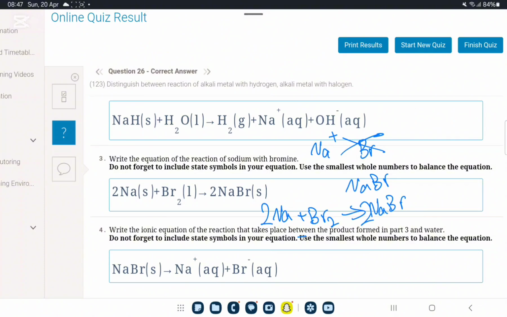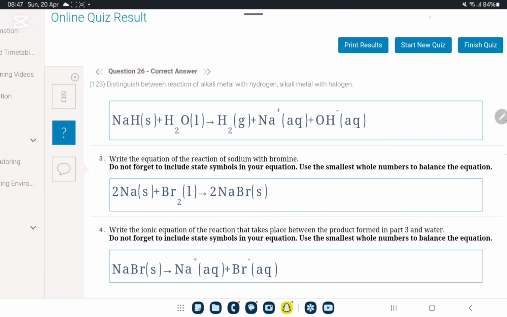And then part 4, write the net ionic equation of the reaction that takes place between the products formed in part 3 and water. Now when you put it with water, it's just a dissociation, so you don't really need to write the water. But don't forget the state symbols. I'm not writing it here, but you have to write it, don't forget it.